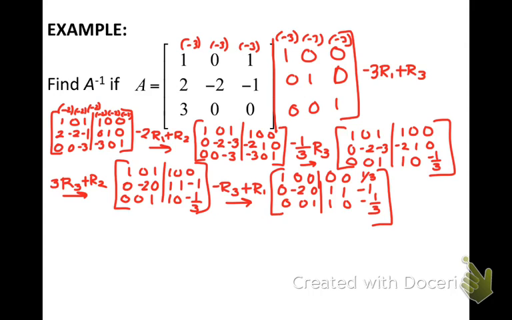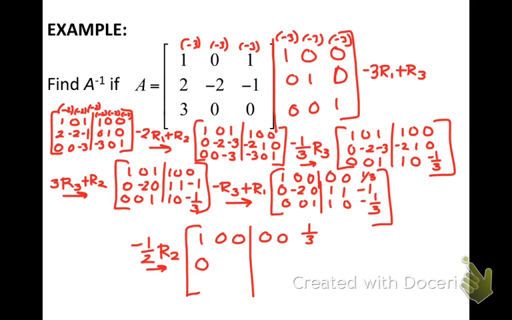Yeah, negative 1/2 R2. All right, so 1 stays. 0, 0, 1/3. 2 becomes 0, 1, 0. So negative 1/2, negative 1/2, positive 1/2. 0, 0, 1, 1, 0, negative 1/3. So we got the identity matrix on the left. Let's hope that this is the right inverse. So my final answer, question?